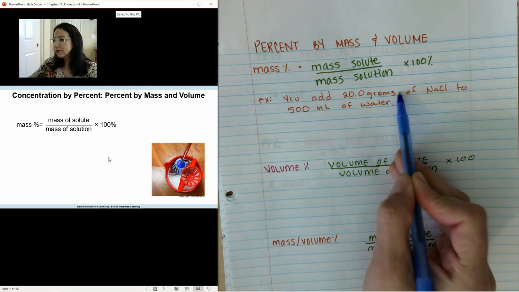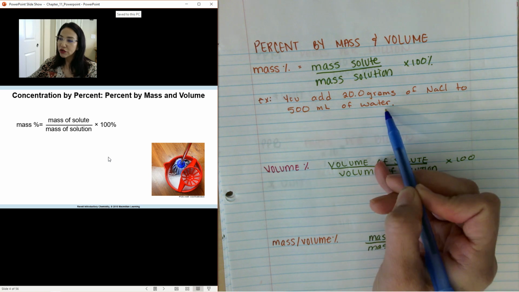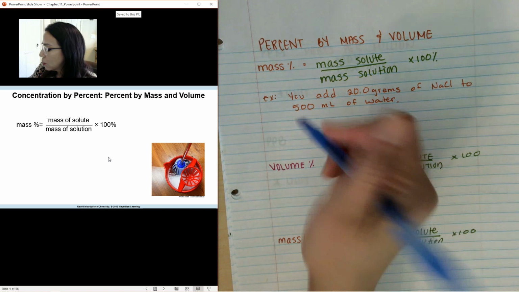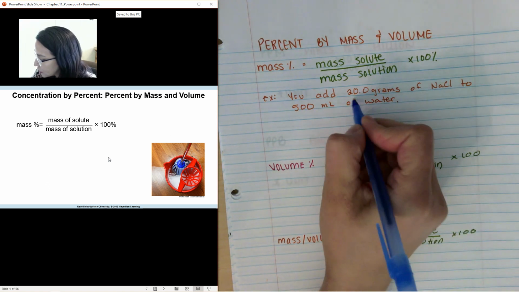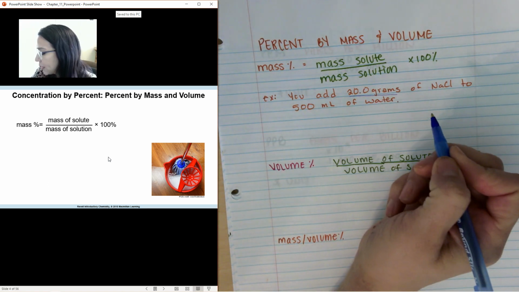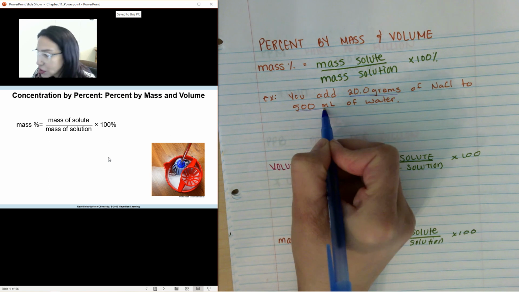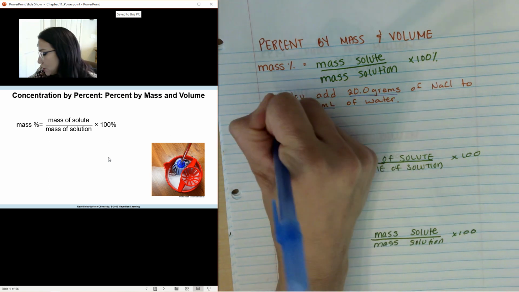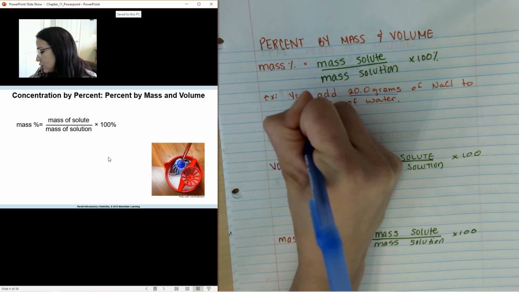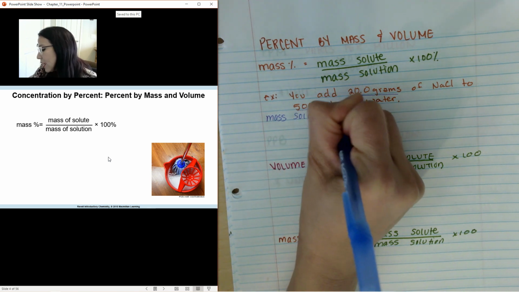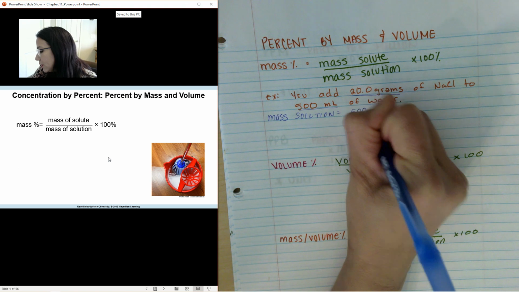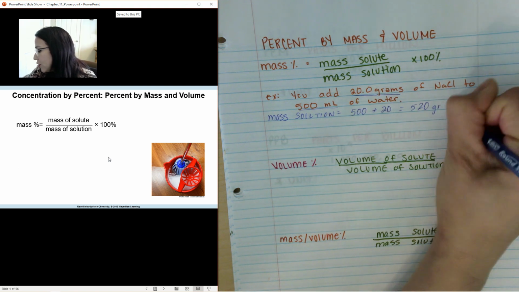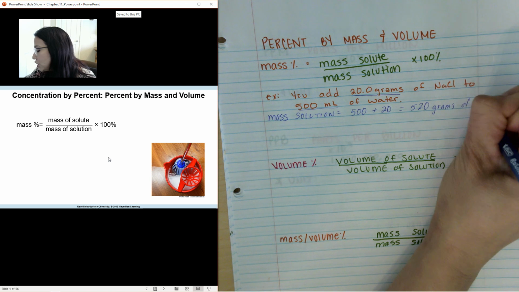You add 20 grams of salt to 500 milliliters of water. How do you find the mass percent of your sodium chloride salt? Well, the mass of the solute is given to us as 20 grams, and this 500 is the mass of the solvent, not of the solution. So the mass of the solution is what we have to find first. The mass of solution equals 500 plus 20, which gives us 520 grams of solution.